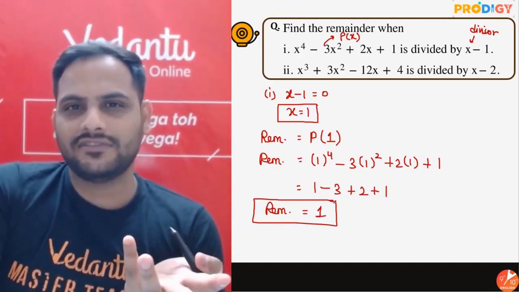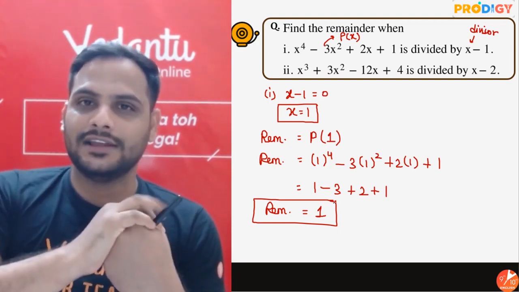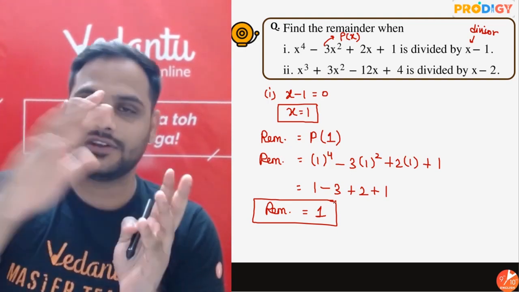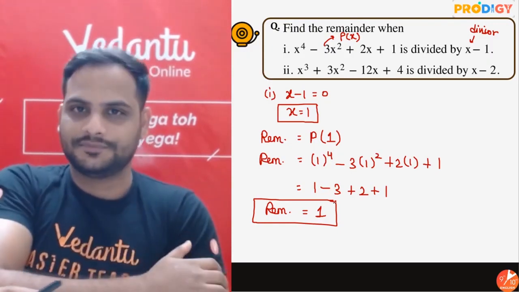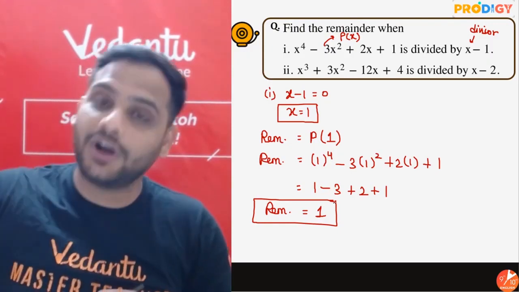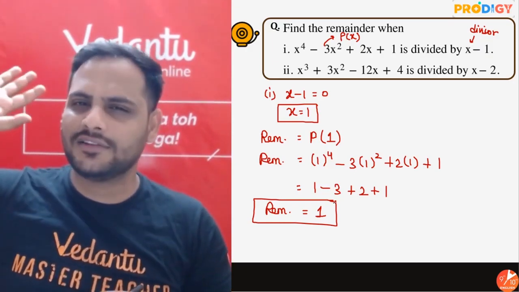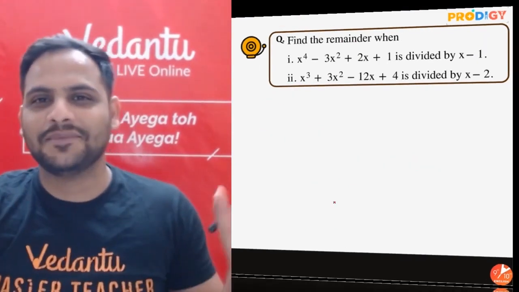So it saves our time. It directly gives us the remainder as well, but the only drawback is we don't get to know the quotient, right? So if you want the quotient in the question, obviously go for long division. If only the remainder is needed, better to use the remainder theorem.